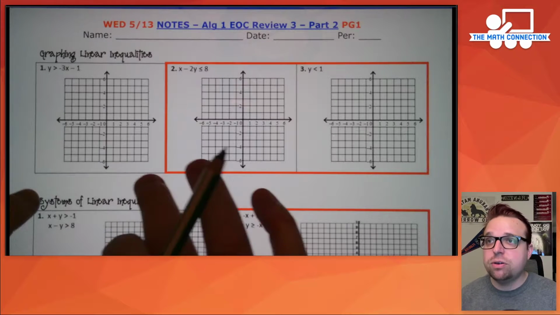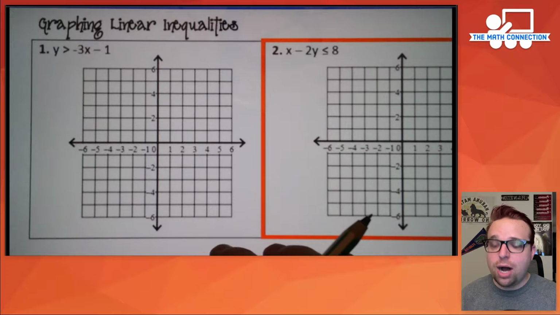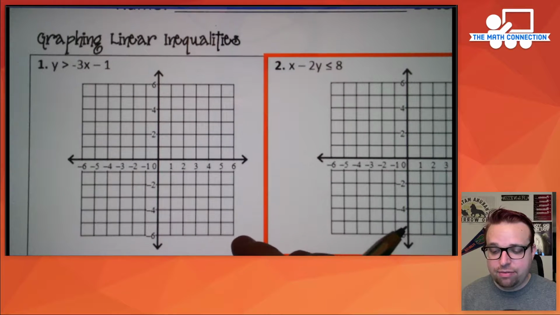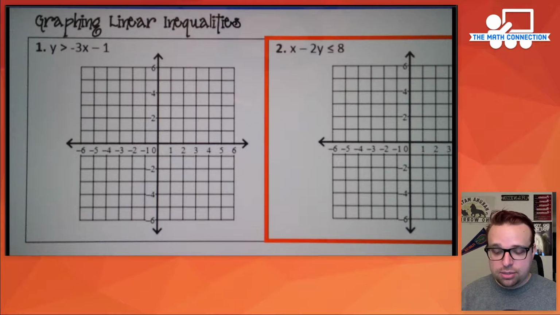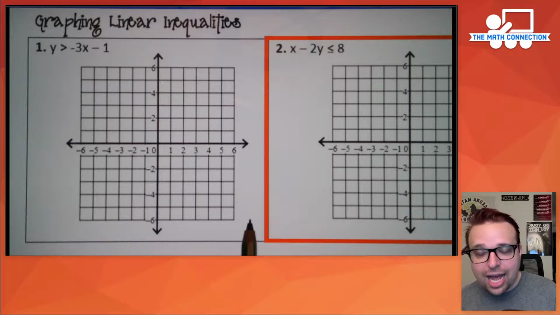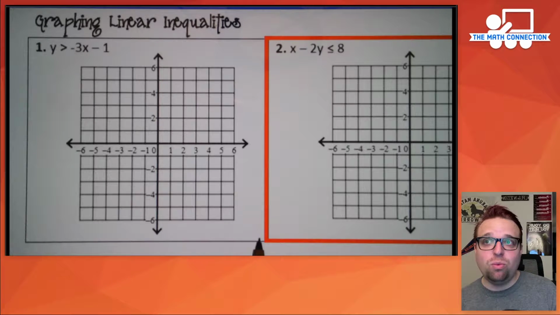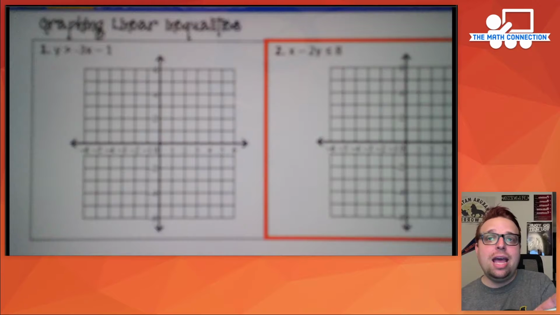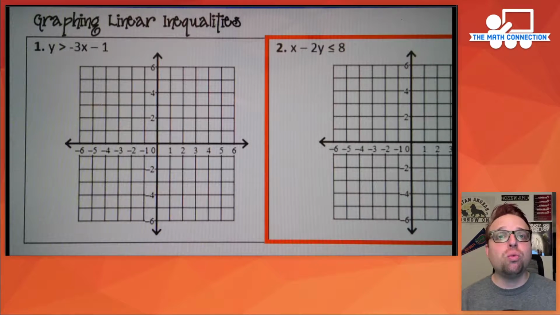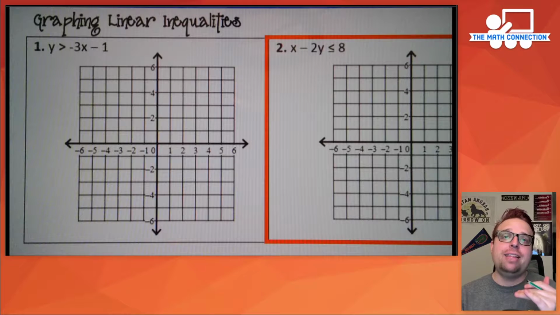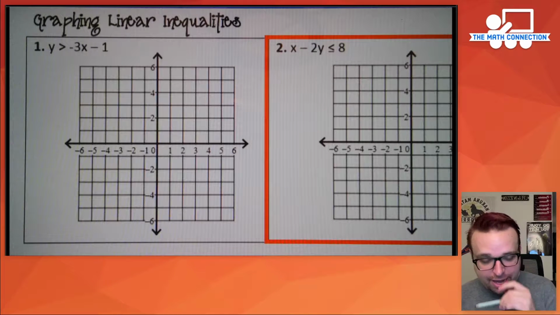We're going to look at our first example here, which is y is greater than negative 3x minus 1. So we need to take the line negative 3x minus 1, graph that, and then since y is greater than whatever that line is, we're going to be shading above that line. So let's go ahead and graph that.